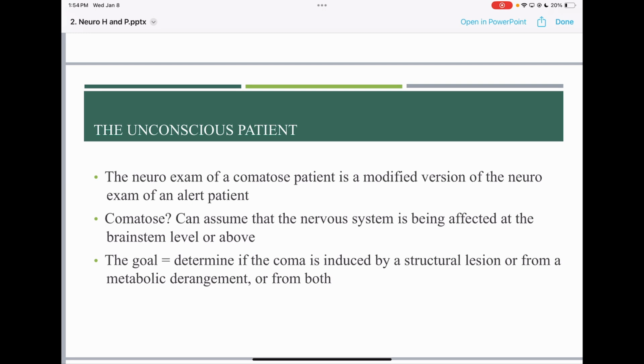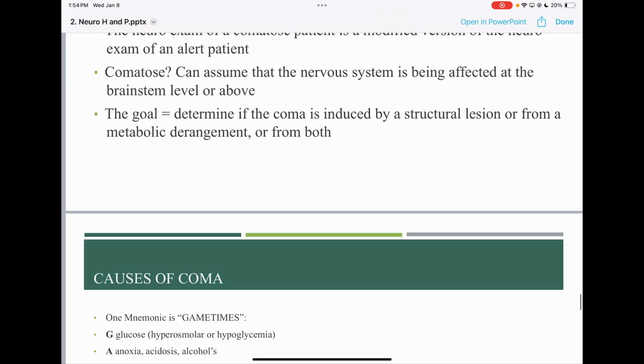Or it could be from both. So one of our lectures is going to be on dementia and delirium. And we'll talk about people in comas and what happens and so forth. We'll go more into detail.